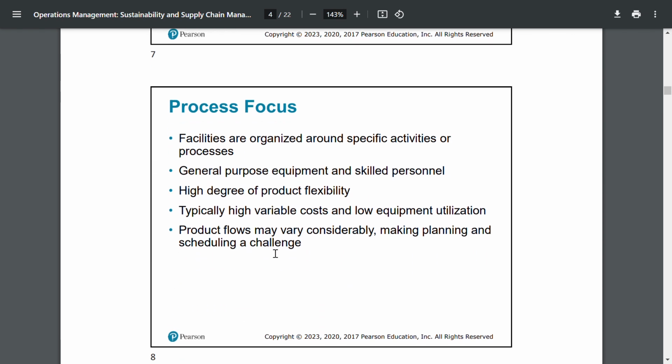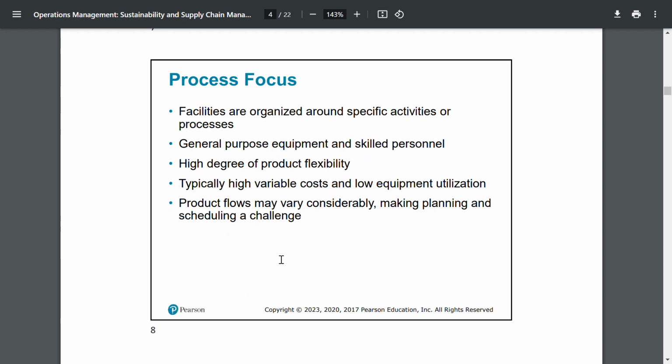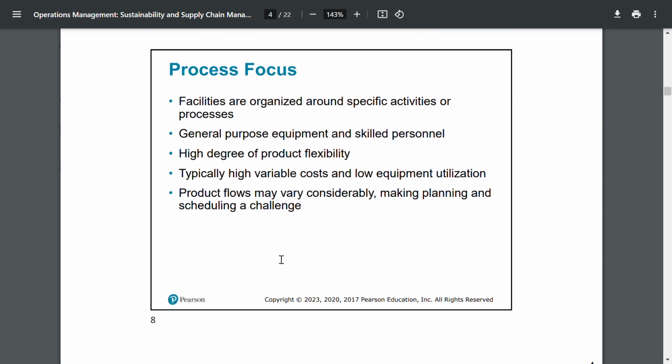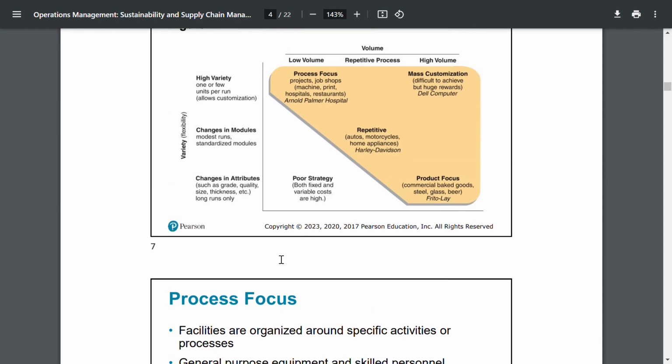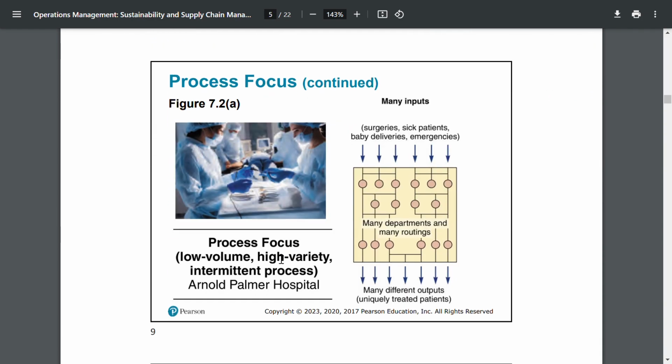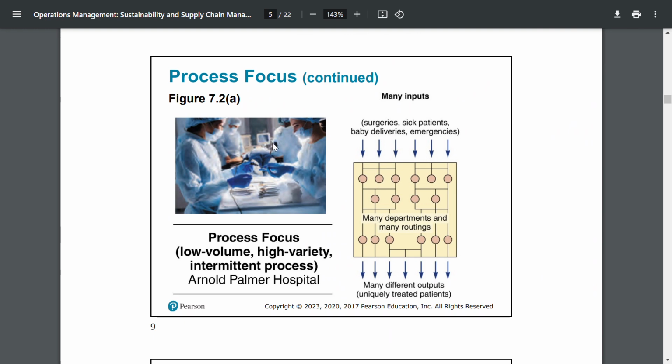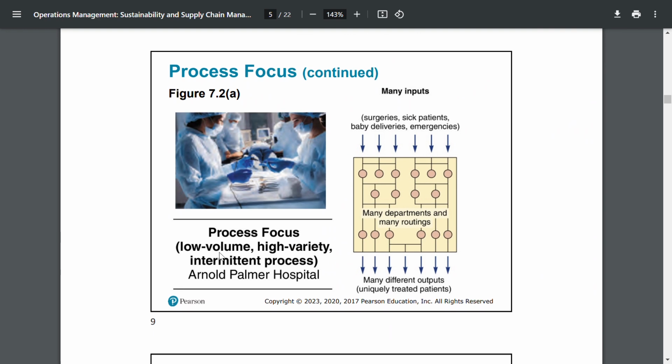Okay, and also the product flows may vary considerably, making planning and scheduling a challenge. So here planning and scheduling could be challenging since the demand could be variable. That's something that could make this type of strategy challenging, but it could also be very profitable if done correctly. And as you can see, this is an illustration. So process focus is low volume, high variety, and an intermittent process.